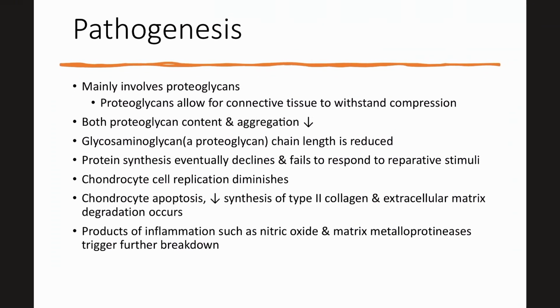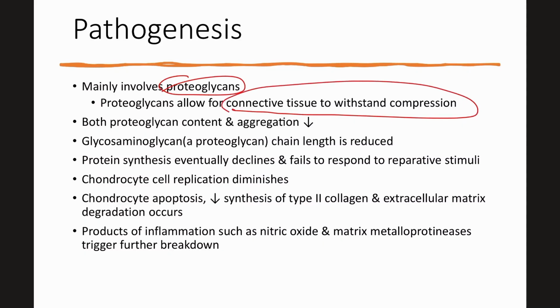So pathogenesis, why are we destroying the cartilage? Mainly it involves proteoglycans. Proteoglycans allow connective tissue to withstand compression. So if you lose your proteoglycans, the cartilage can't undergo that compression anymore, and it's going to crack. So both proteoglycan content and the aggregation start to decrease. We're starting to lose our proteoglycans.